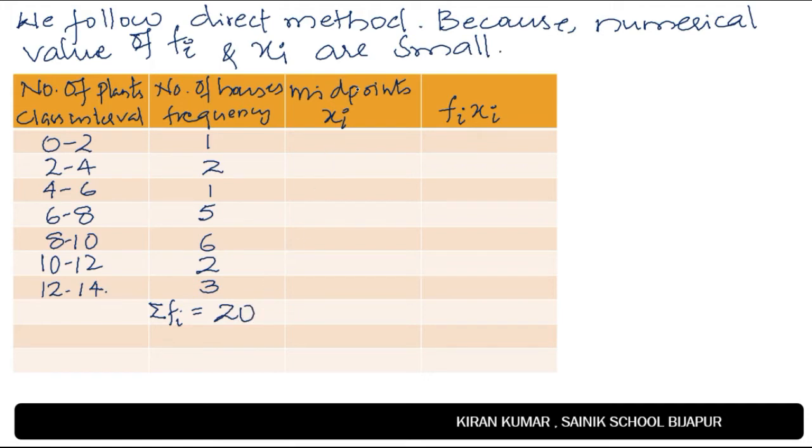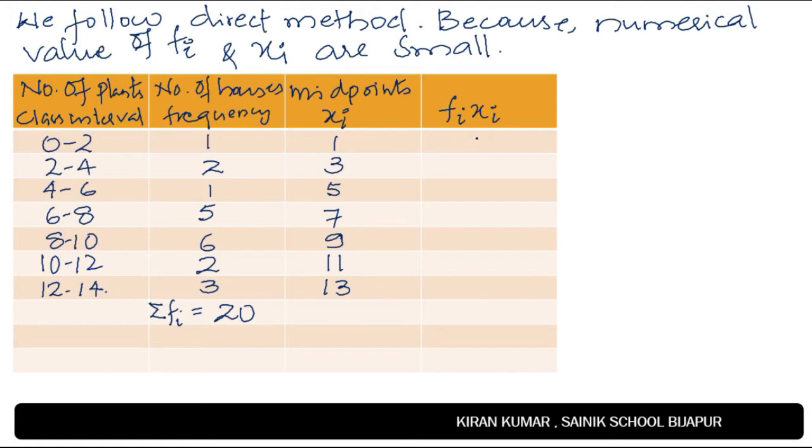Let us find out the midpoints or the mid values. They are the upper limit plus the lower limit upon 2. That's the mean of the lower limit and the upper limit. So xi for the first class interval is 1. For the next class interval it is 2 plus 4, 6 by 2, which is 3. Next are 5, 7, 9, 11, and 13.